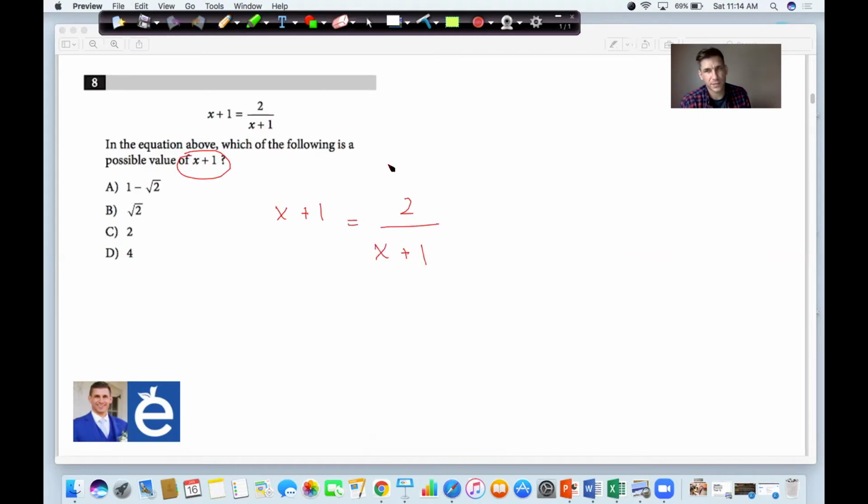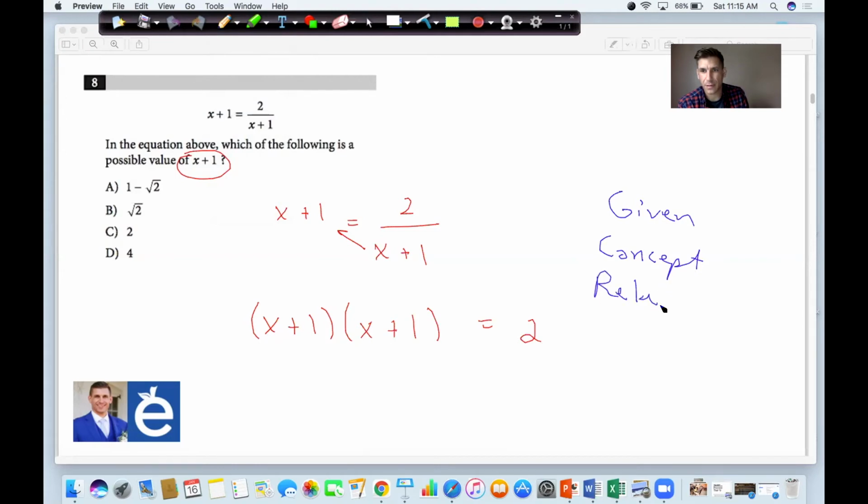I'm sure many of you are probably thinking to yourself, yeah, I need to cross multiply, right? Because I need to get this out of fraction form, which is correct. And when you cross multiply, you end up getting x plus 1 times x plus 1 equals 2. Now, those of you that are not familiar with the strategies that I've been preaching, where you always interpret what's given, you always interpret what the concept is, and you're always trying to figure out what is the way to relate these things together, okay?